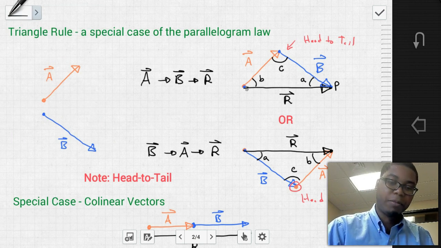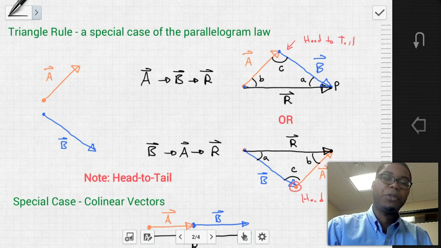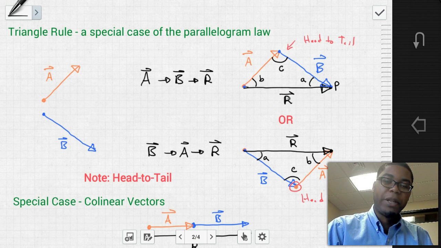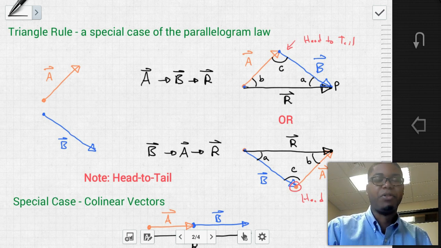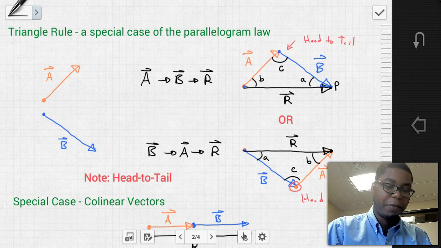And so from the start point of A to the endpoint of B would be the magnitude of our resultant, and the resultant will have the same sense as the direction, the general direction that vectors A and B have. So you can see they're both pointing towards the right, so the resultant will be towards the right. It's a graphical approach, but it's fairly simple.